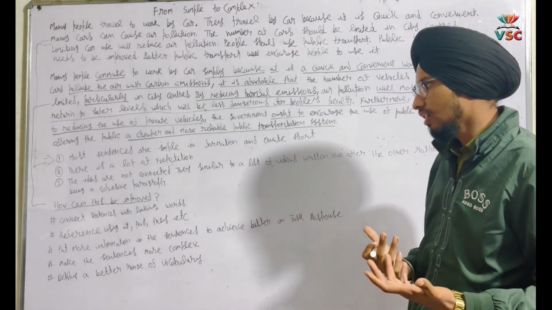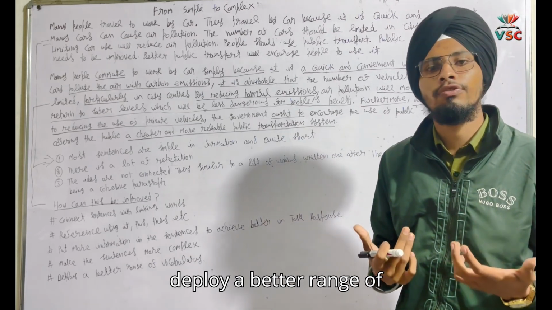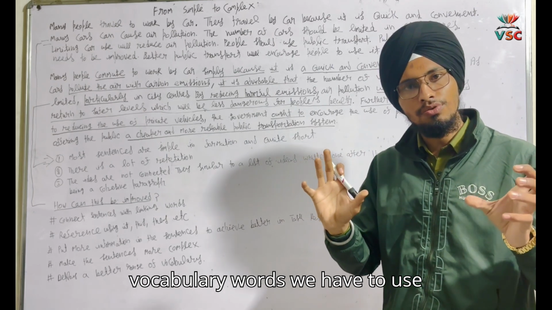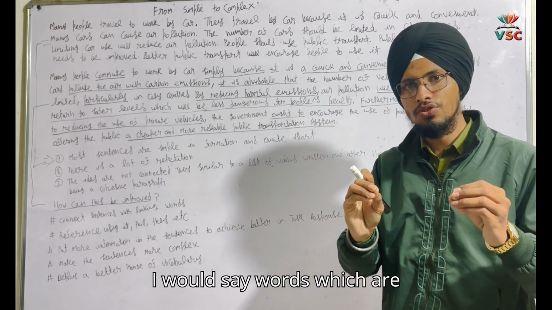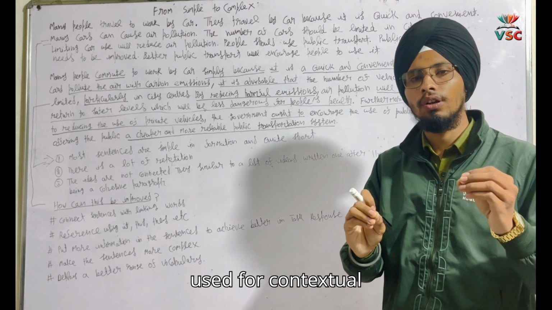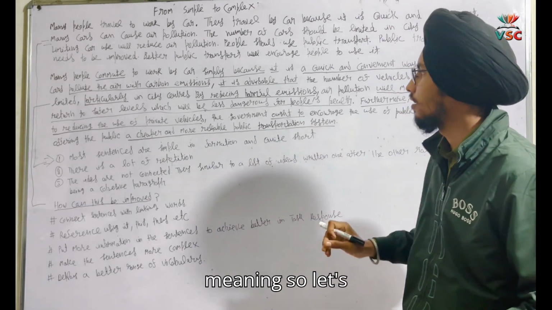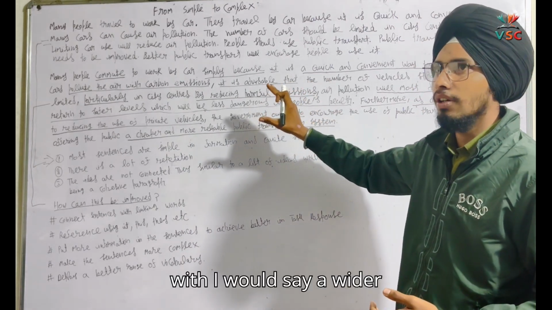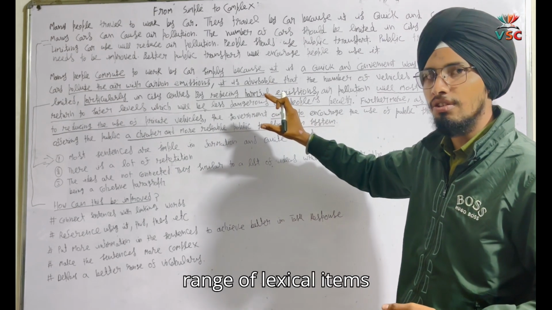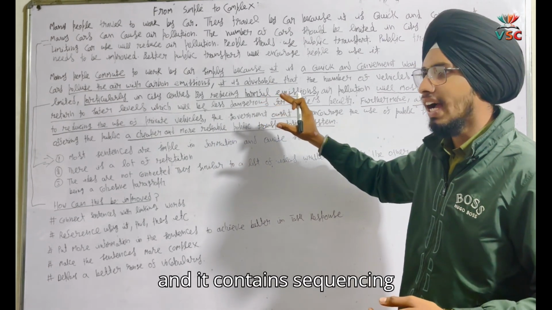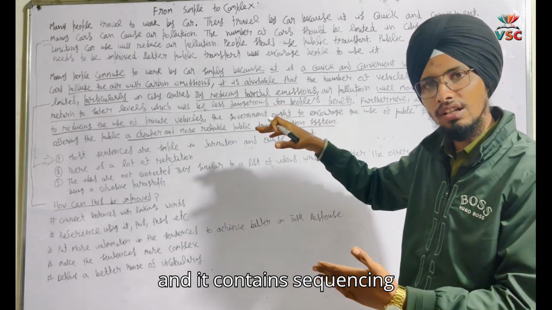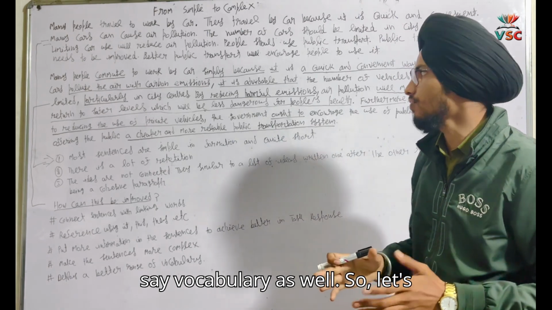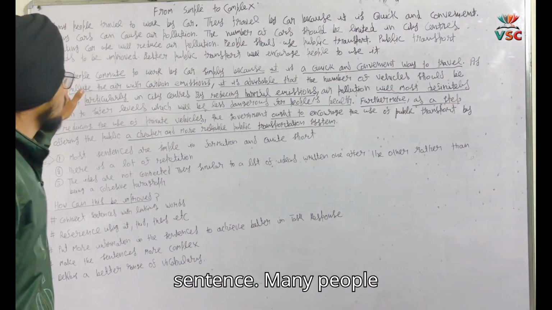Okay, next, deploy a better range of lexical items. It means vocabulary words. We have to use, I would say, words which are used for contextual meaning. Okay, so let's read the complex paragraph with, I would say, a wider range of lexical items, and it contains sequencing, referencing, and I would say vocabulary as well. So let's talk about first sentence.